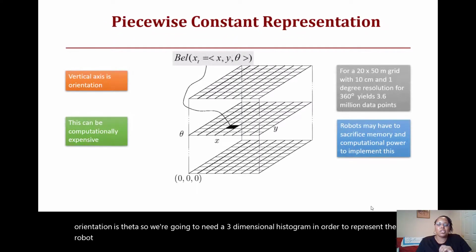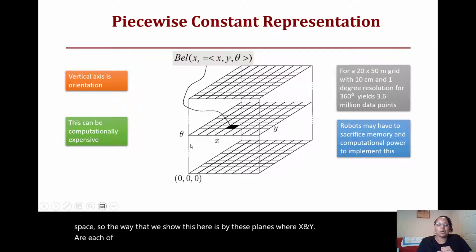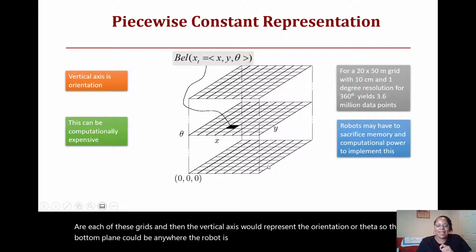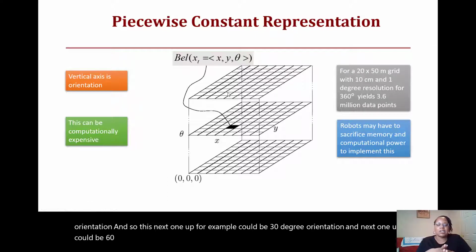The way that we show this here is by these planes, where X and Y are each of these grids, and then the vertical axis represents the orientation, or theta. So this bottom plane could be anywhere the robot is in the world, X by Y, but only for a 0-degree orientation. This next one up, for example, could be 30-degree orientation. The next one up could be 60 degrees, etc.